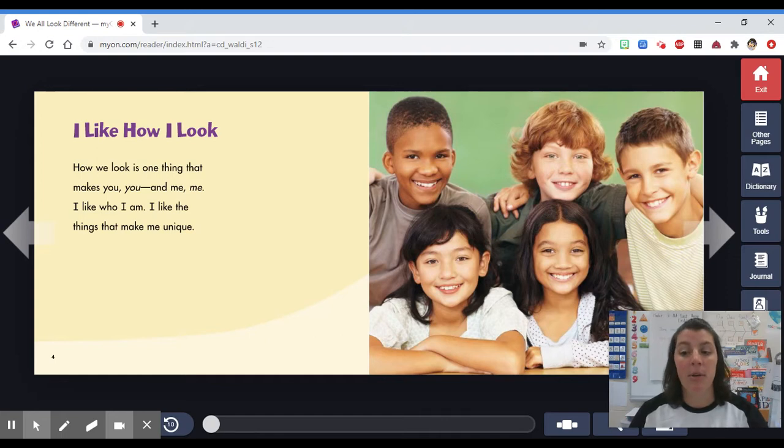This reminds me of the book we read Monday. Remember, the little pig said she was her best friend and she liked herself.